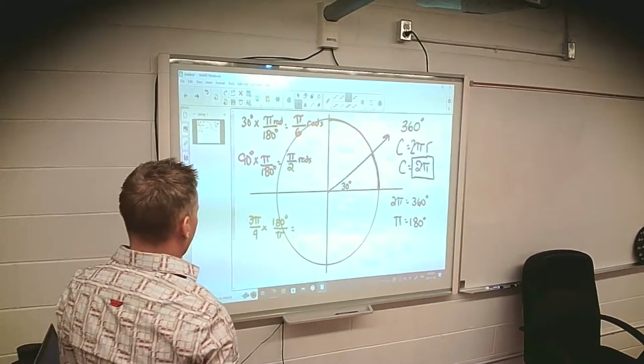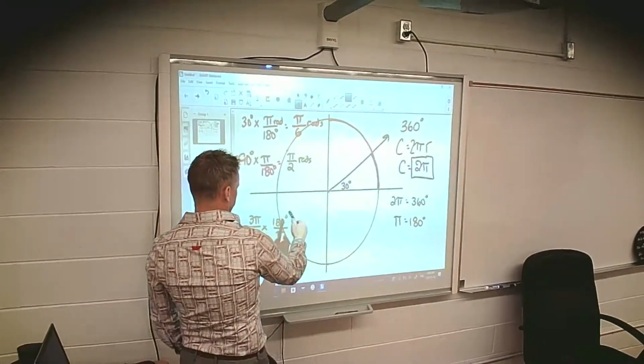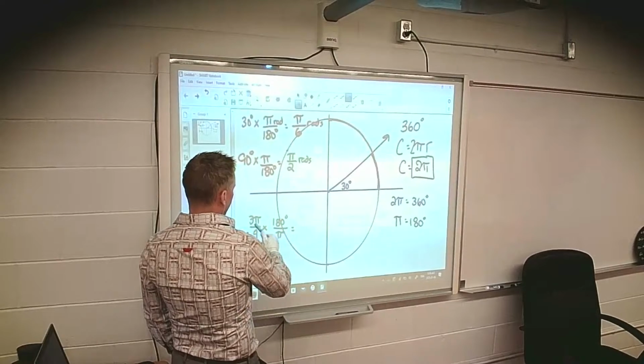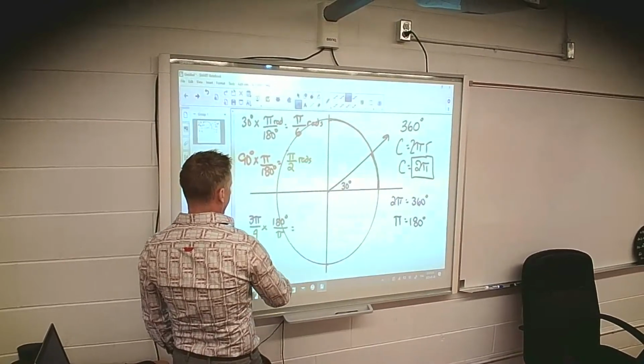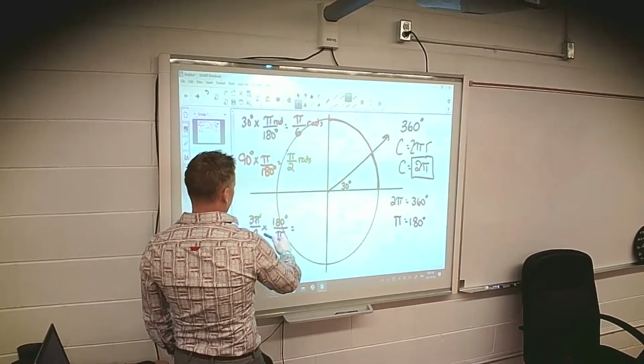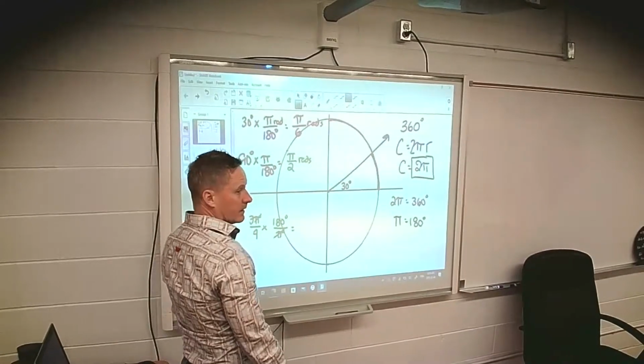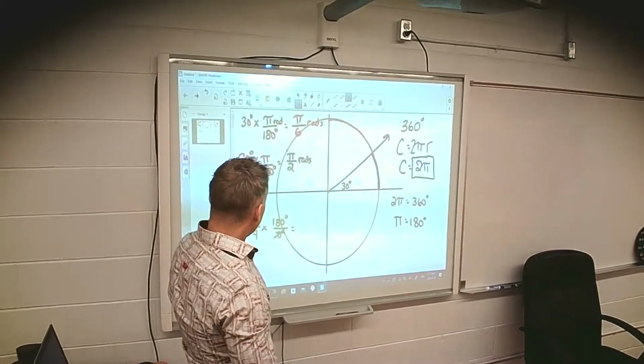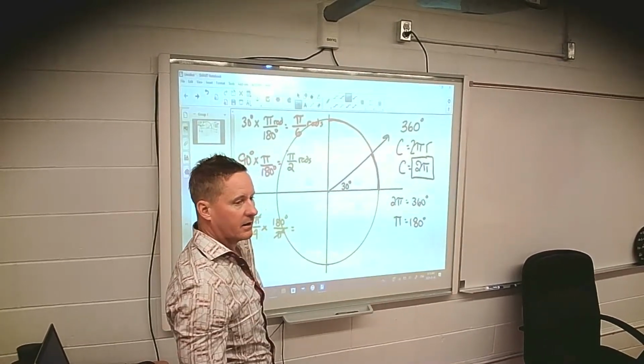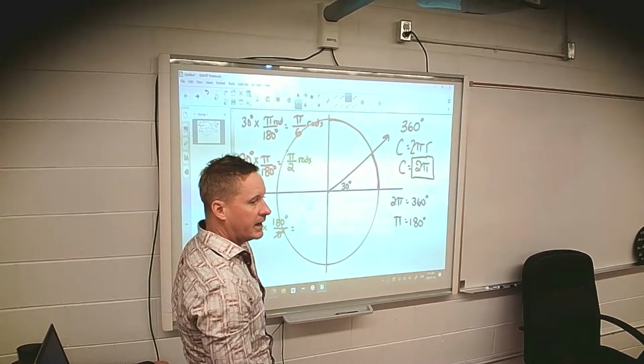Okay? So now, looking at this, as I've written it, I've got 3 pi times 180 divided by 4 pi. So the pi's cancel out. Now I need 3/4 of 180. Anybody know what 3/4 of 180 is?